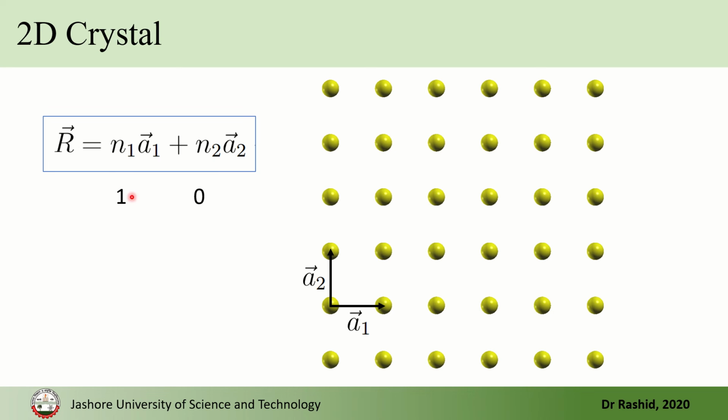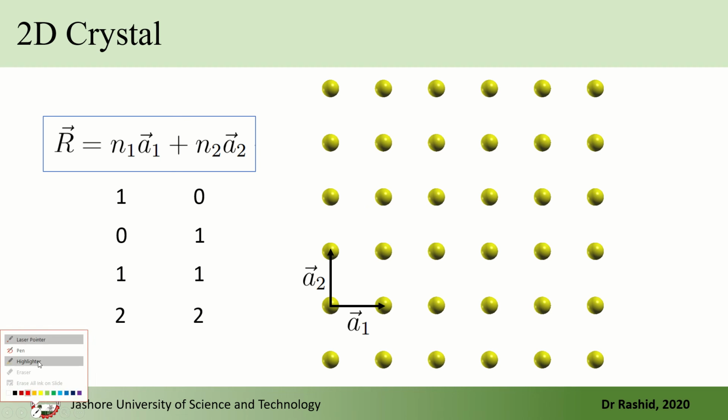So, if we choose N1 to be 1 and N2 to be 0, then from this point, with this choice, I go to this point. But if we choose 0, 1, that is N1 to be 0, then I do not have this part anymore. Then R should be equal to A2. Then if I start from here, I end up at this point. By the choice of N1 and N2, you can go to any other points. So, if I choose 1, 1, then from here, I end up at this point. If I choose 2, 2, then from here, I end up 2 in this direction, 2 in this direction, that is, at this atom.